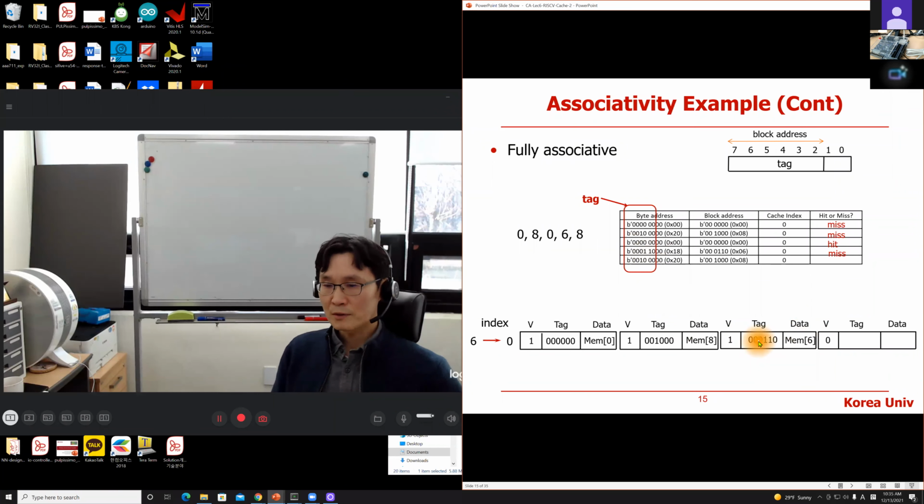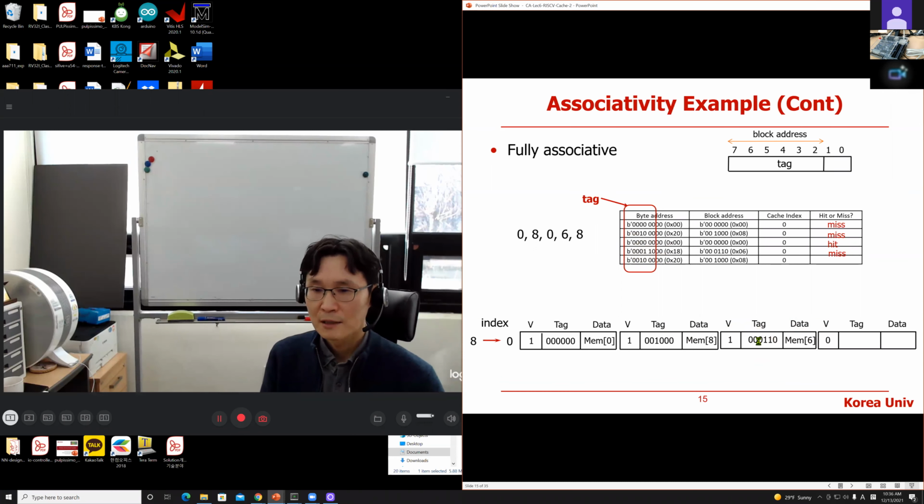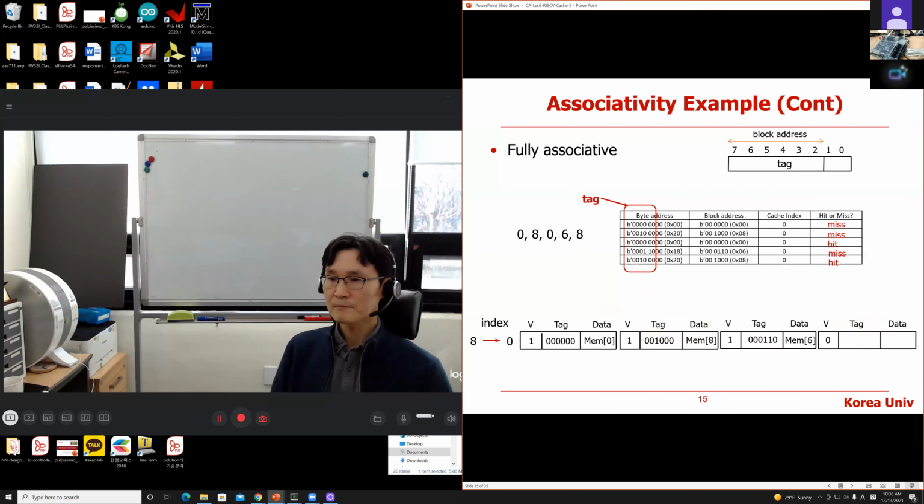Okay. And the last memory read instruction from location 8. So location 8, hit or miss? By comparing this one with this, and invalid, right? So we have cache hit because that chunk ID is equal to this tag information. So we have cache hit. So two hits.